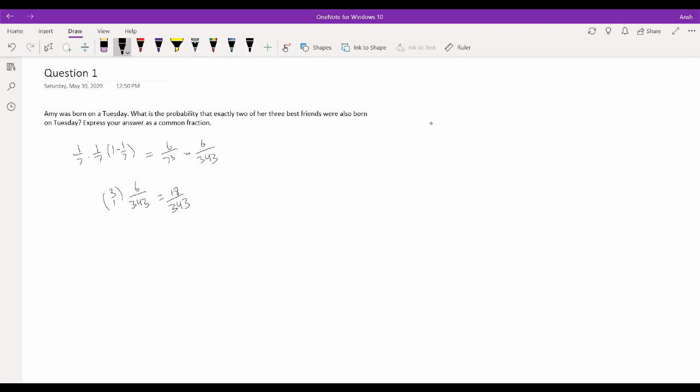18/343. So this problem basically just highlights the importance that when choosing three people, you have to account for the order. When the order doesn't matter, you have to account for that by multiplying the probability by the number of ways an ordering can occur.